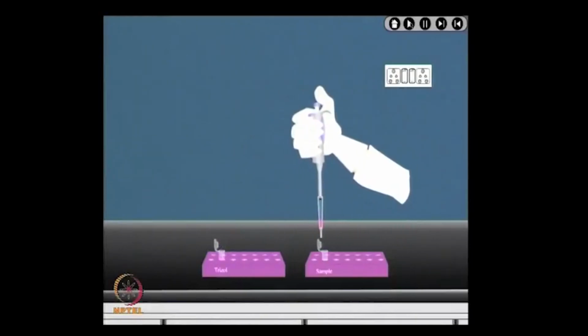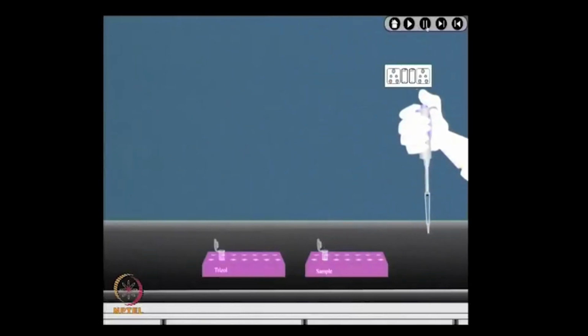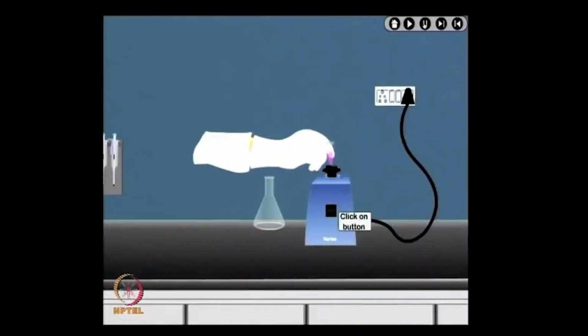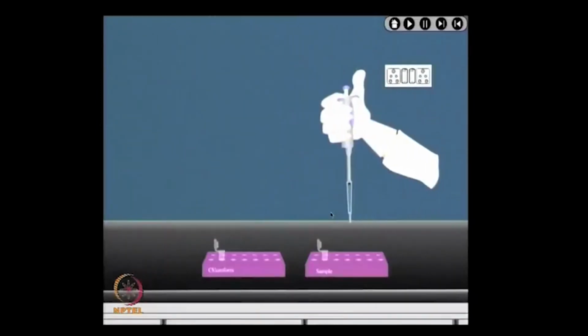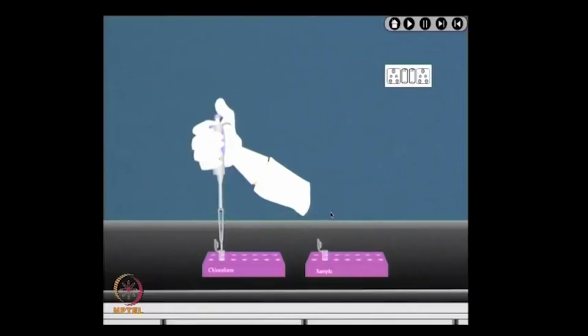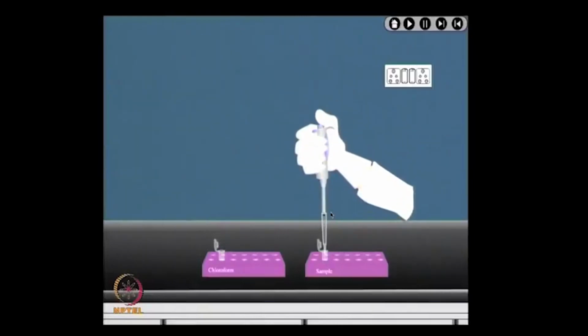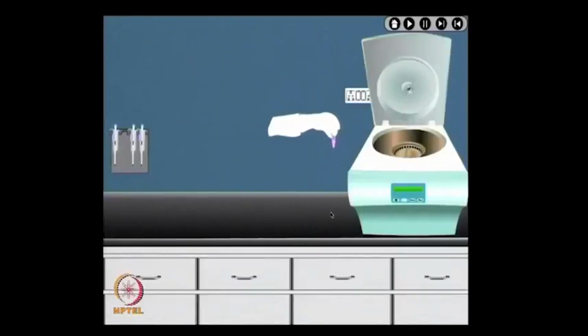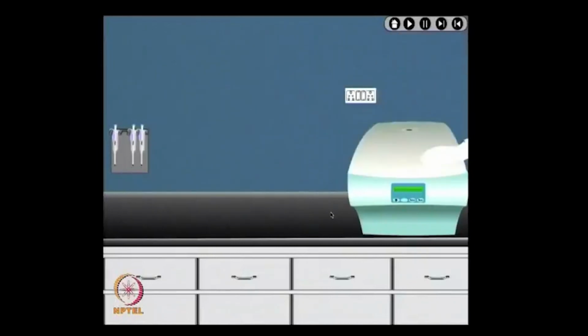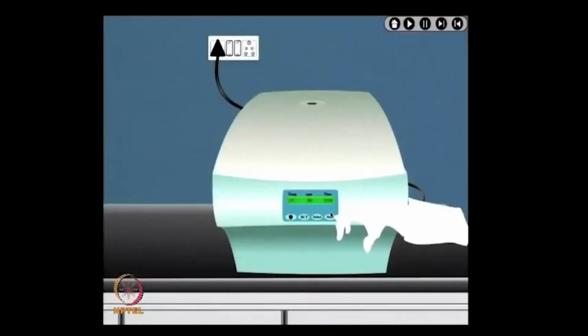To the supernatant, add 1 ml of trizol and 200 microliter of chloroform and mix vigorously for 15 seconds. So, click on the vortex here, mix it vigorously at room temperature to allow the phase separation. After phase separation, centrifuge the sample at 12,000 rpm for 15 minutes at 4 degrees.